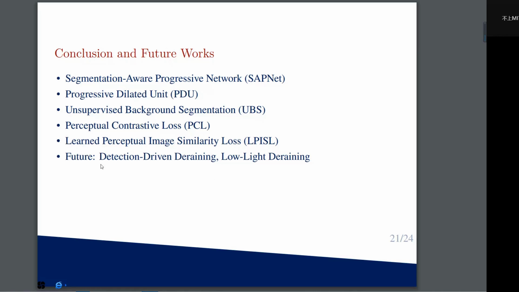In the future, we hope to explore more about detection-driven deraining and deraining in suboptimal low-light conditions.